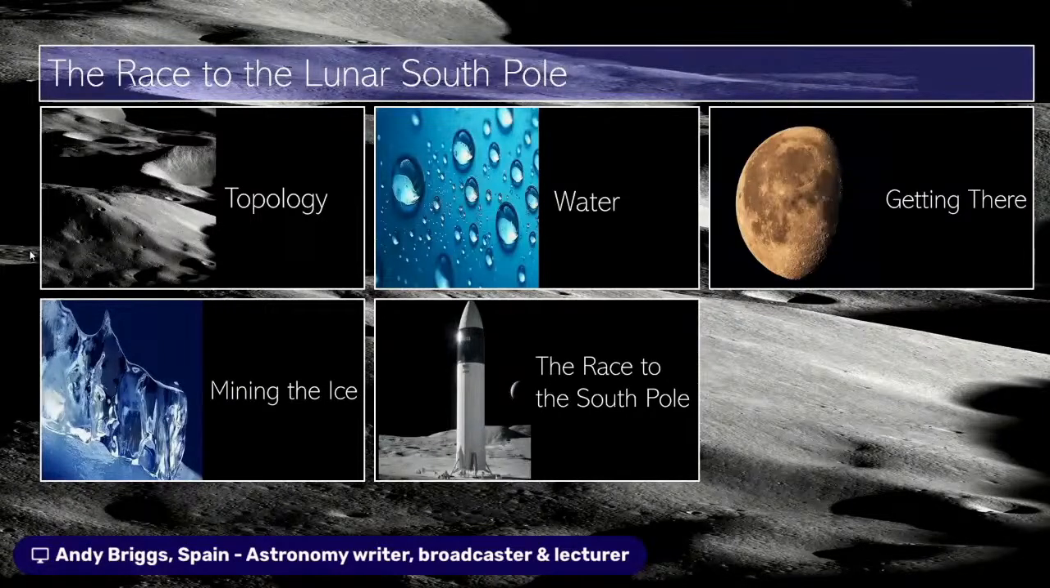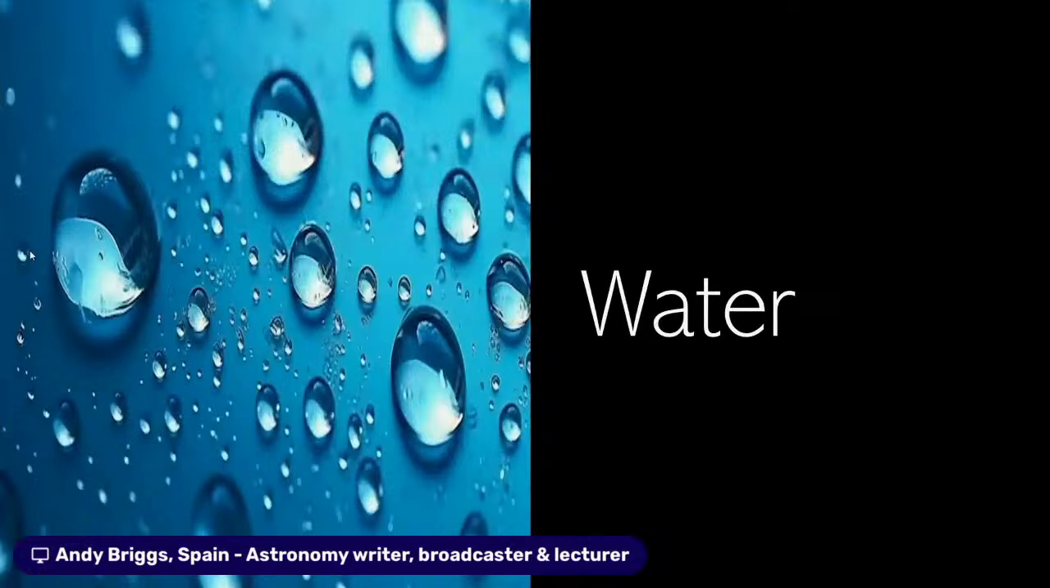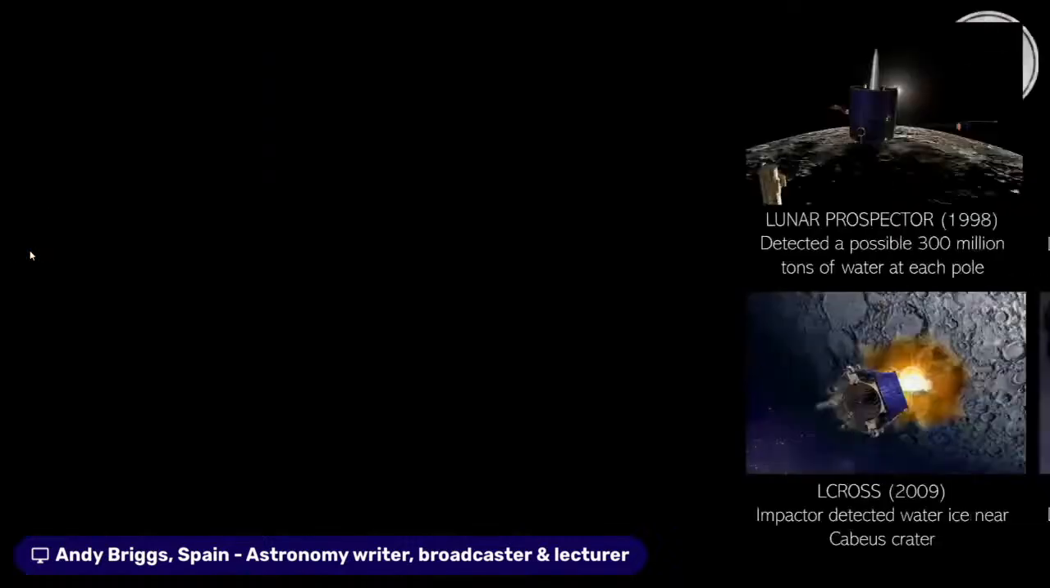That's the topography of the south pole of the moon. Imagine these craters never having seen sunlight in billions of years. And this brings us to the topic of, believe it or not, water, because a lot of water has been discovered, not just at the south pole, but at the north pole of the moon as well.